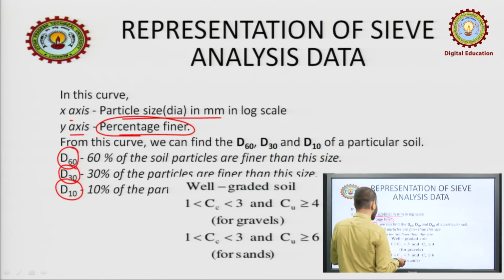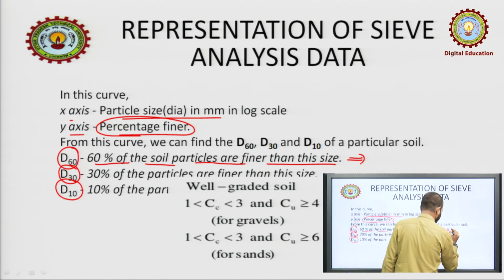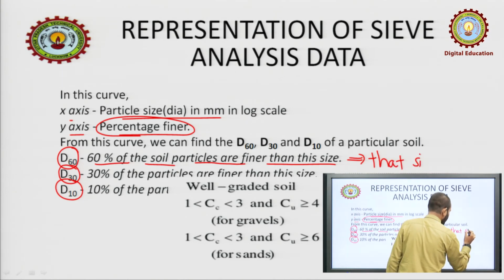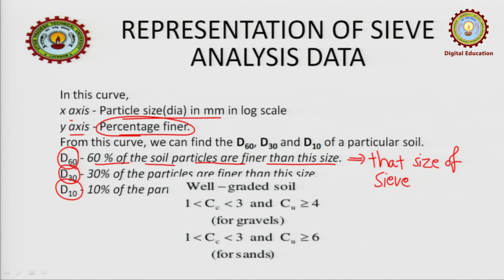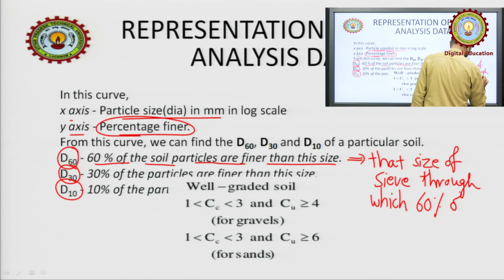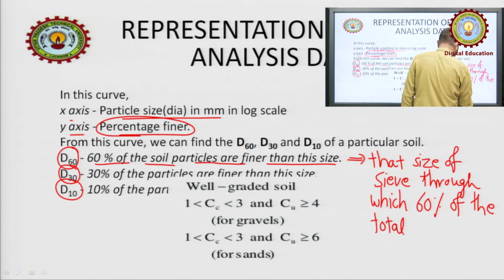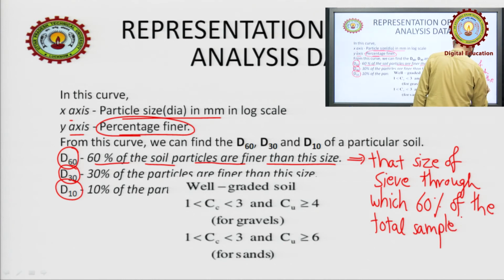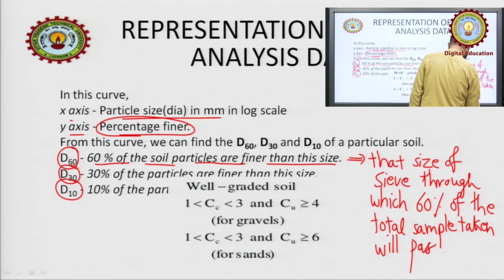What are these? D60 is actually that 60% of the soil particles are finer than this size. Means D60 is that size of the sieve through which 60% of the total sample taken will pass.